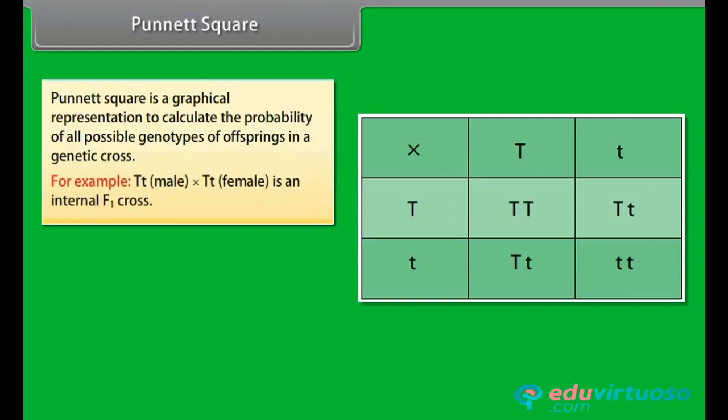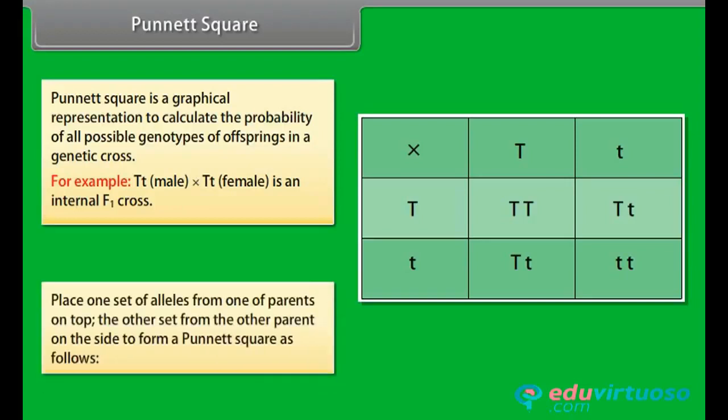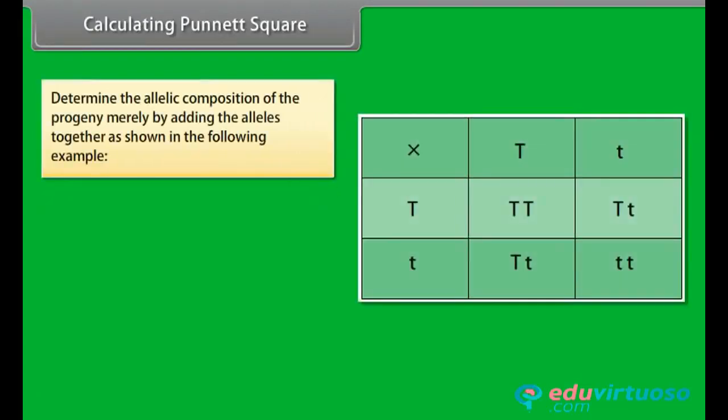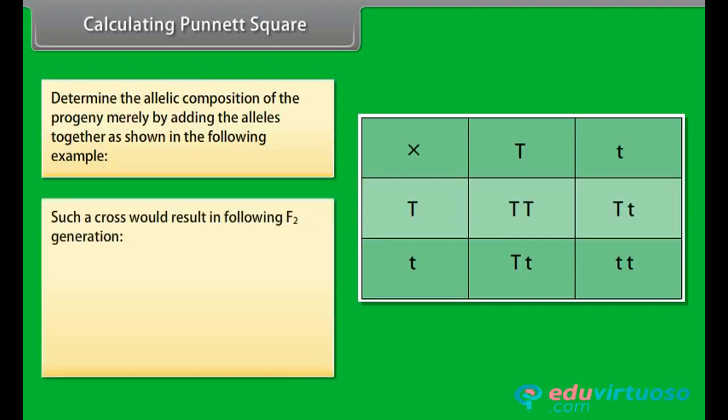For example, Tt male cross Tt female is an internal F1 cross. Place one set of alleles from one parent on top, the other set from the other parent on the side to form a Punnett square as follows. Calculating Punnett square. Determine the allelic composition of the progeny merely by adding the alleles together as shown in the following example. Such a cross would result in following F2 generation.